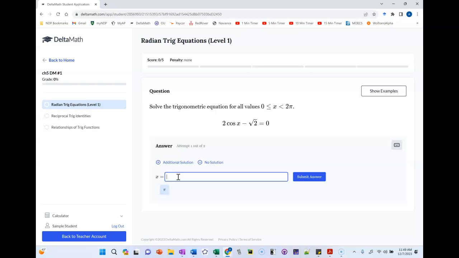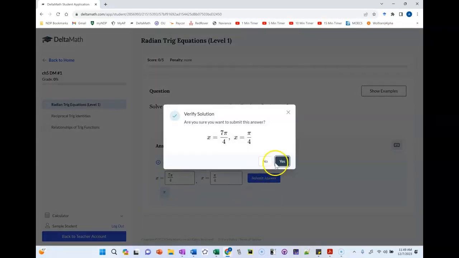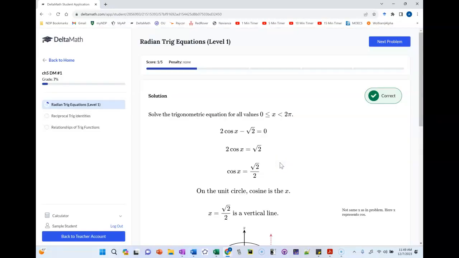Looking at your unit circle, we're looking for where the x coordinate, that's one of them. So I can do 7 pi divided by 4. Is that the only place? Not that one. And then I'm going to type a comma because there's another one at pi over 4. So I have 2 solutions. I'll hit submit. Done, right? So that's one example, or one type of problem you'll have to do.